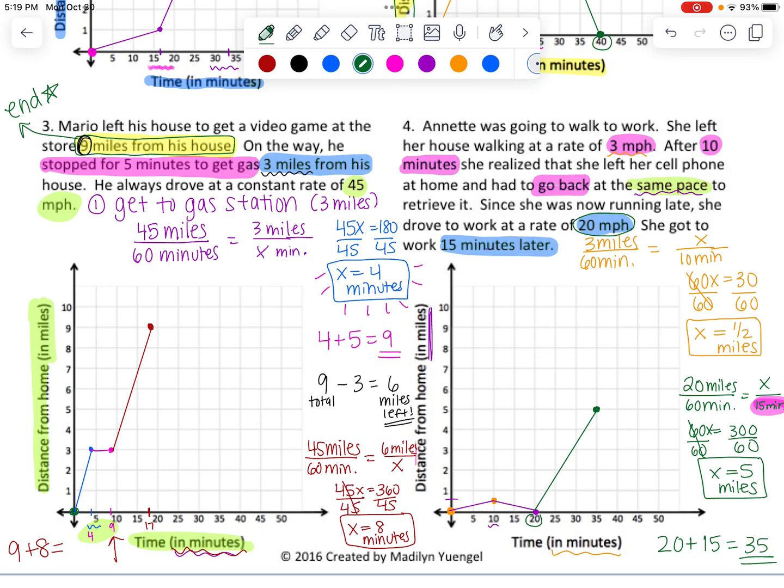And that's it. So think about it. Does this make sense? She starts at home. Then she goes away from the house because she's walking to work. But then she realizes she had to turn around because she forgot her cell phone. So we're coming back. Look at the slopes. They're basically in opposite directions, but they are the same steepness. And then my green line is her driving to work. So obviously it's going to be steeper because she is driving, which is faster than walking.